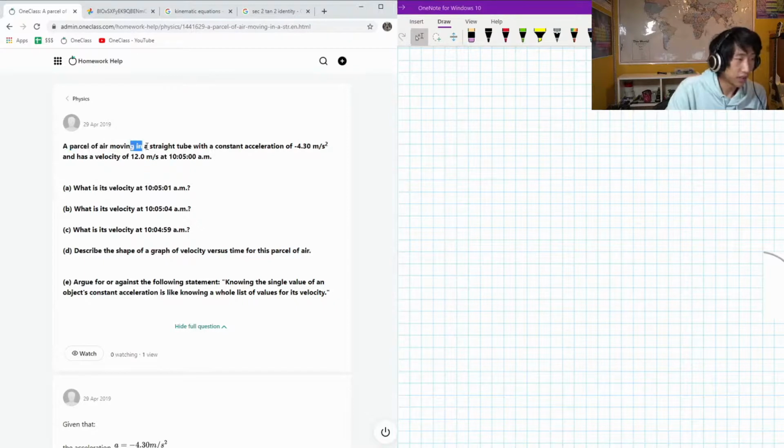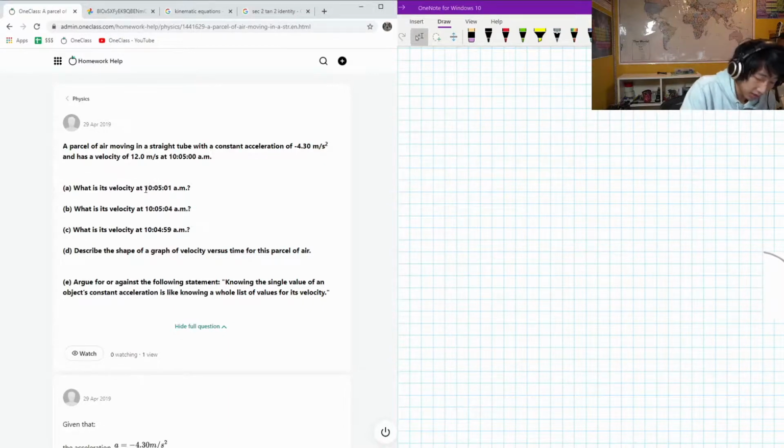So it is moving in a straight tube with a constant acceleration of negative 4.3 meters per second squared, and has a starting velocity of 12 meters per second at 10:05 a.m. I'm going to assume that's 10:05 minutes with 0 seconds. And so the first question is, what is the velocity at 1 second later?